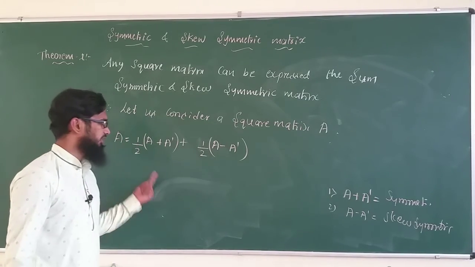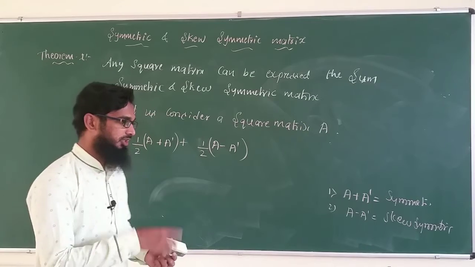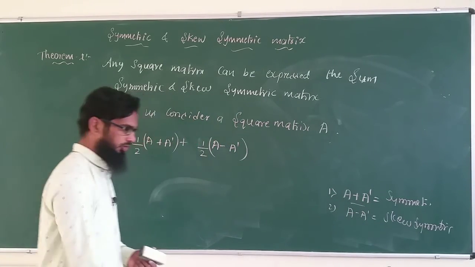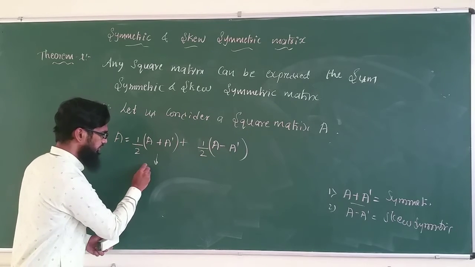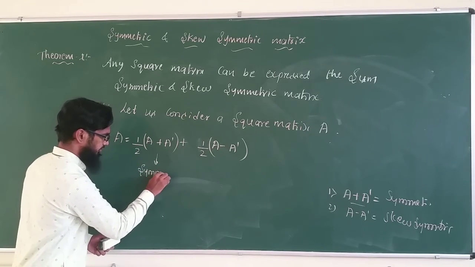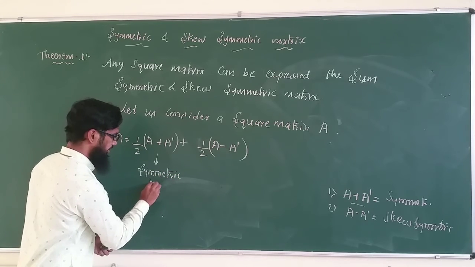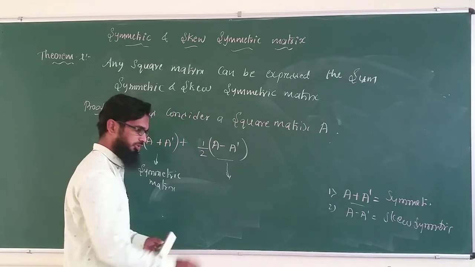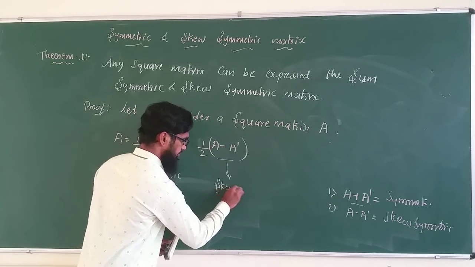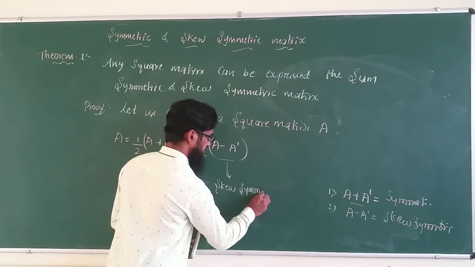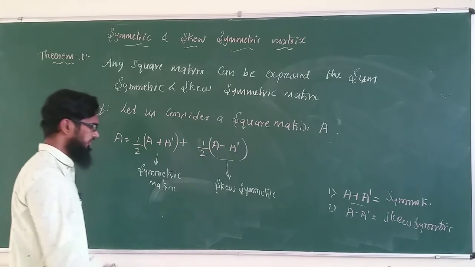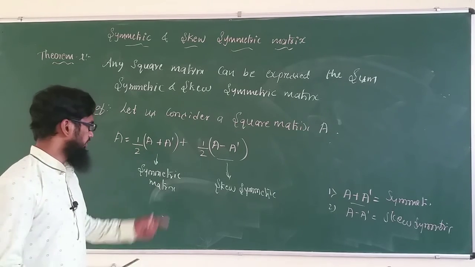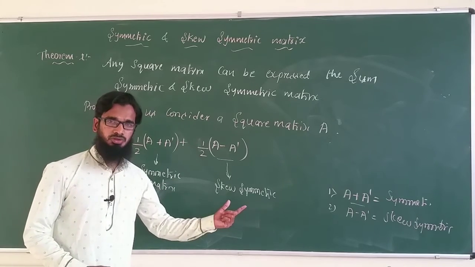So at the end, I have taken this A in the form like this. But the thing is, from theorem 1, A plus A dash is what? This term is called a symmetric matrix. It's a symmetric matrix. So this second term is what? It's a skew symmetric matrix. It's a sum of symmetric and skew symmetric. This proves that any square matrix we can write in the form of a sum of a symmetric matrix as well as a skew symmetric matrix.